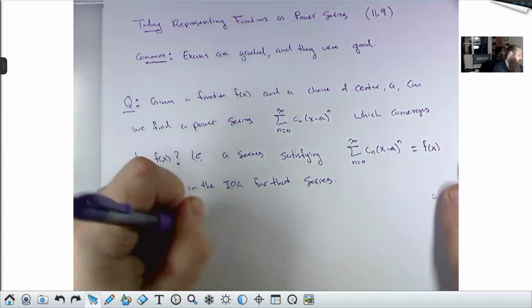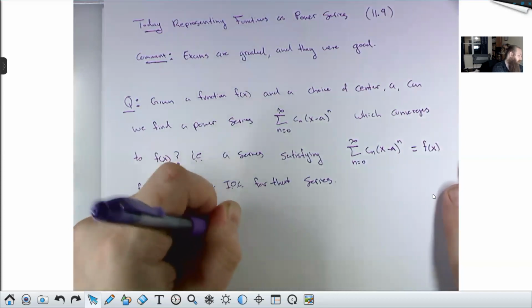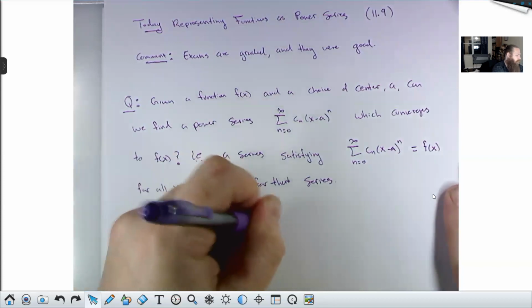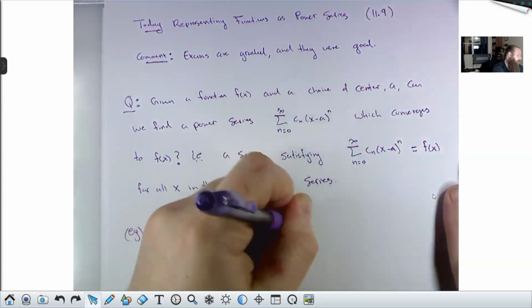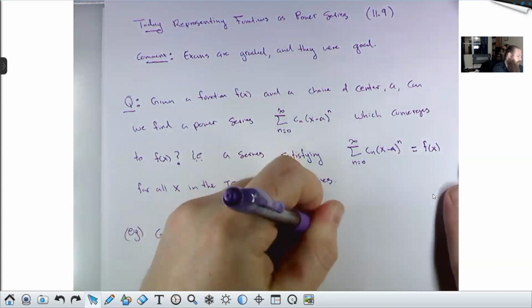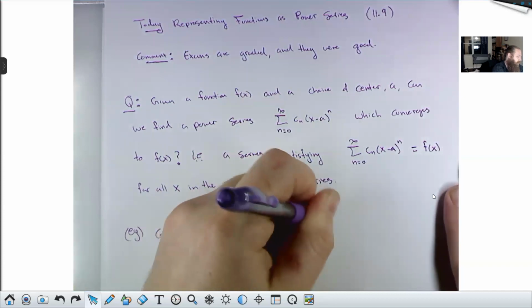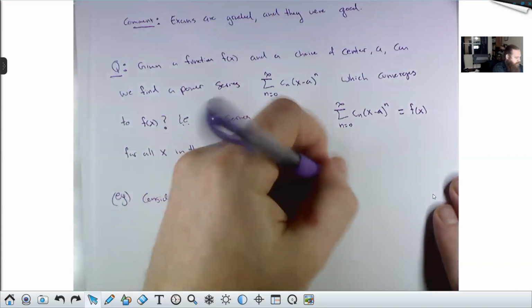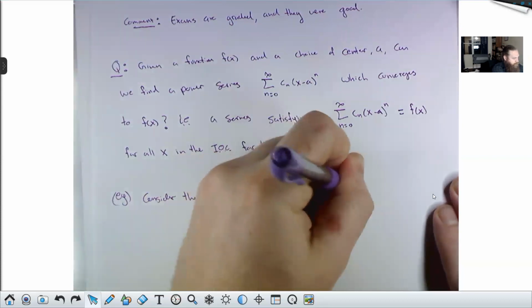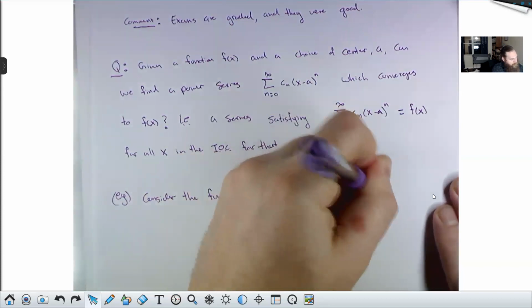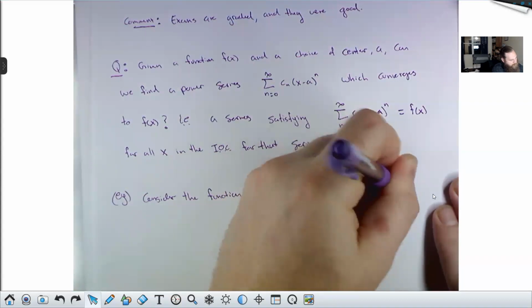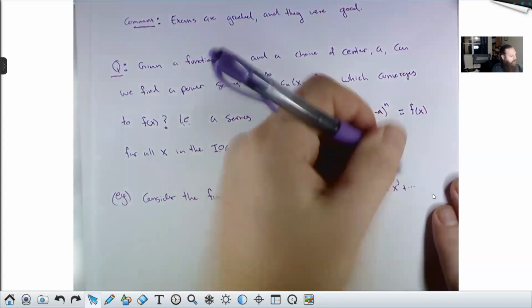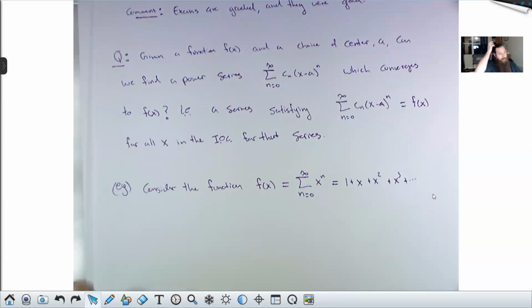consider the function defined by the power series f of x equals sigma n from 0 to infinity x to the n. Which is, in sigma notation, it looks like that. If you write it out long form, it's 1 plus x plus x squared plus x cubed and so on. I just want to begin by thinking about this series, this power series.